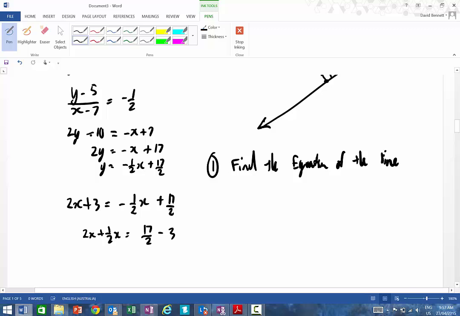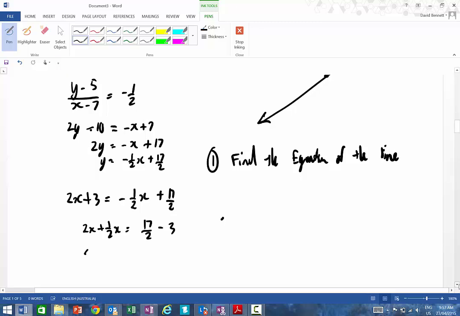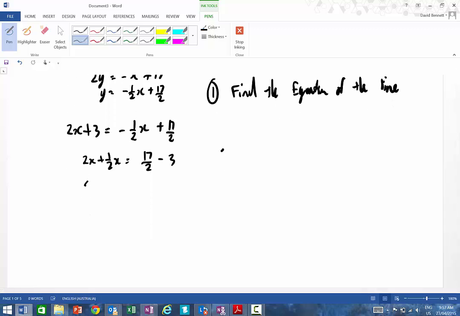Alright, now when we have fractions, it does make life a little bit difficult. So what you can do is you can just times everything by 2 to make sure everything's over 2. So that would become 4 on 2. So it's going to become 4x on 2 plus a half x equals 17 on 2 take 6 on 2. This is what 3 is equal to. Alright, I'll just make life a little bit easier for us. That's going to be 5 on 2 x. That's equal to 17 take 6, which is going to be 11 on 2.